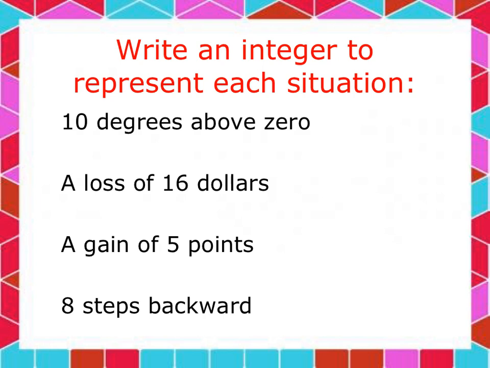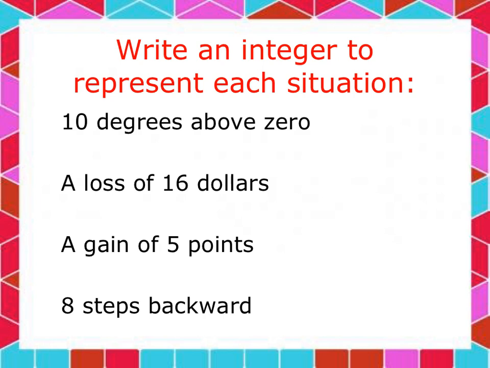Now it's time for us to practice this. We're going to write an integer to represent each of these situations. Remember, there are 2 steps to this. We need to figure out the sign. Is it going to be a positive integer or a negative integer? What's the number part? And then we're going to want to label our answer. So we're going to work through the first one together, and then I'm going to have you pause and work through the other ones, checking with me after you've done them to make sure you're right.